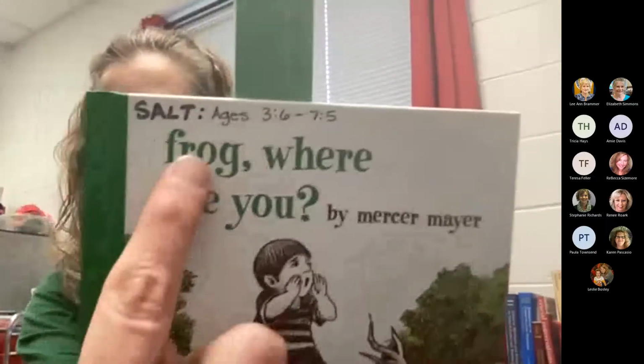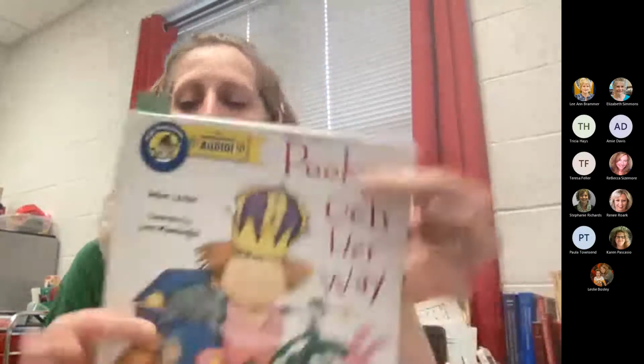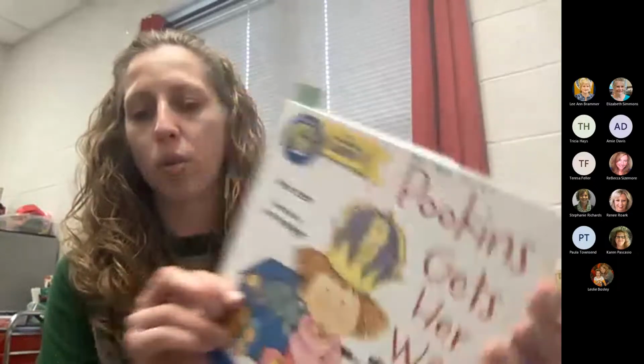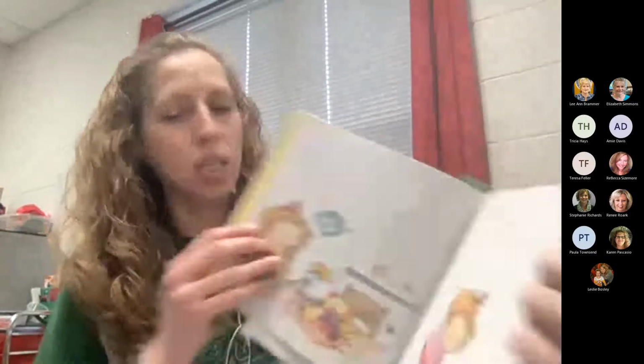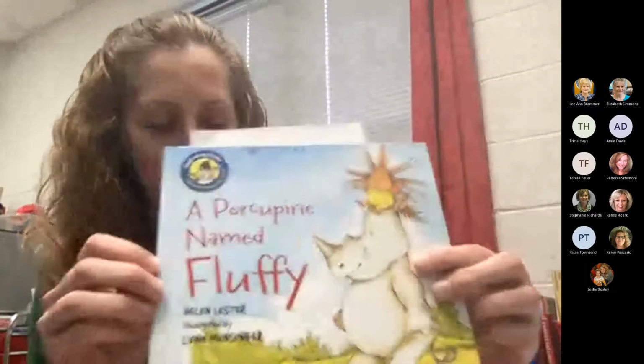You can see on there that I wrote the ages, so I don't have to try to remember which ages they're for. Then you also have a different book for, I believe, first grade. It's Pookins Gets Her Way. In this one, I don't know if you can see it, but the words are actually in there. So again, you print your script. If you leave the words in there, the kids try to read it and it messes it up, so you don't want to have the words left in there. Then they have another book for older kids.